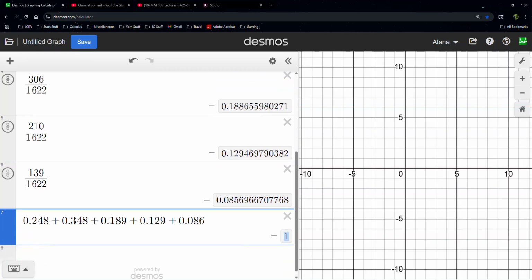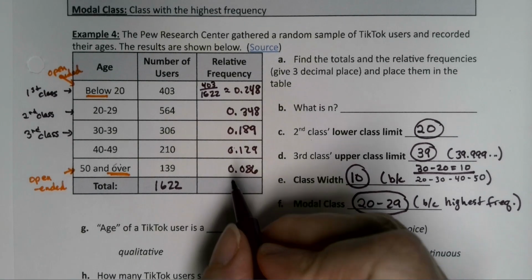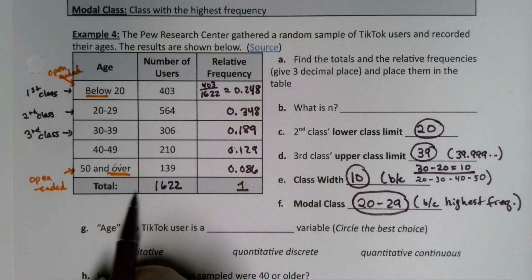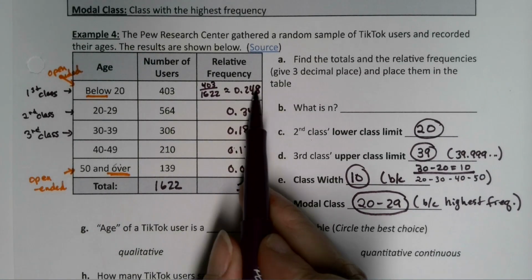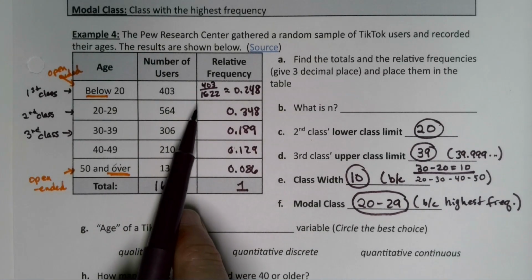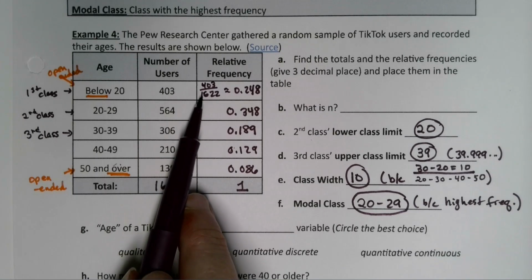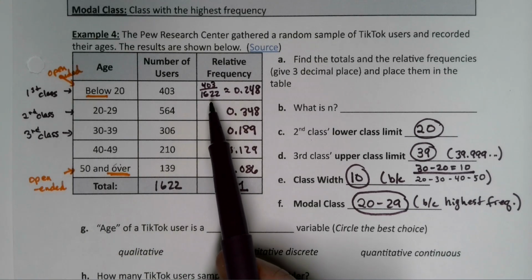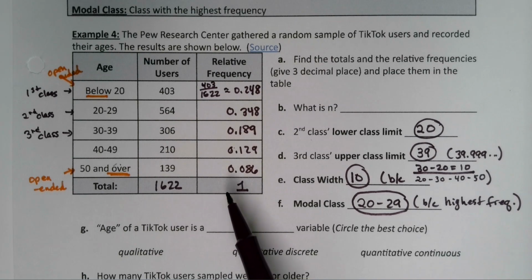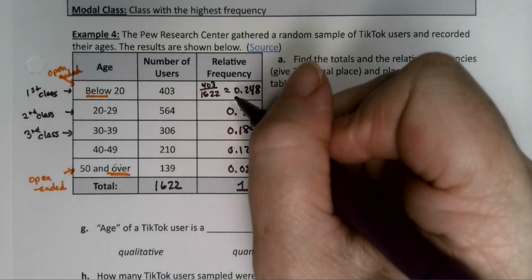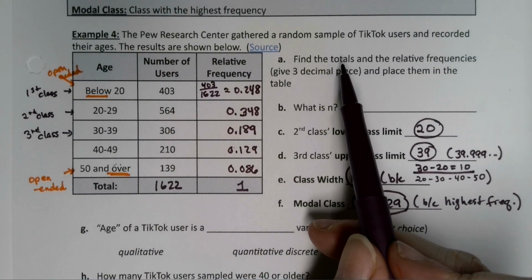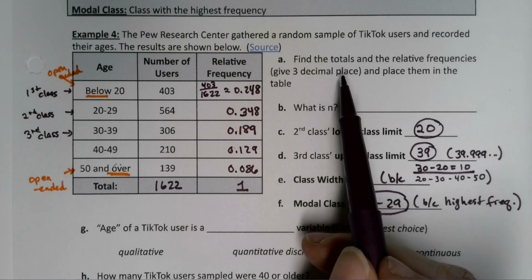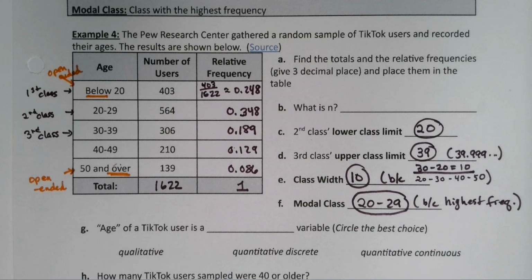So that's great. Okay, so I put them all on my paper, and I have a sum here. The total is 1622 for this group. Then I found all these to 3 decimal places. You do not have to show the fraction. I was just showing it that once to remind you in your notes how you find these values. But we really just need the decimals here. And then we added them up and we found 1. So we found the totals and the relative frequencies with 3 decimal places and placed them in the table.